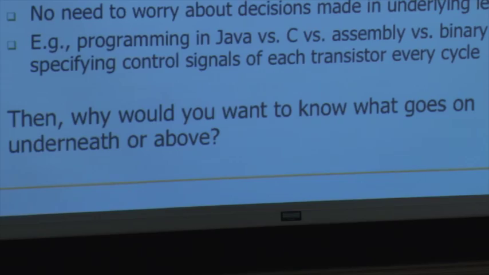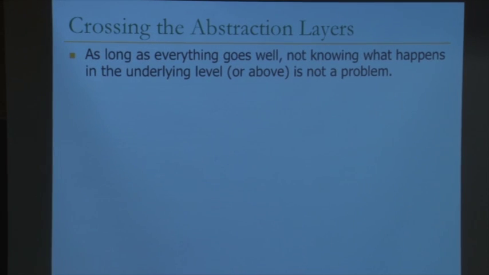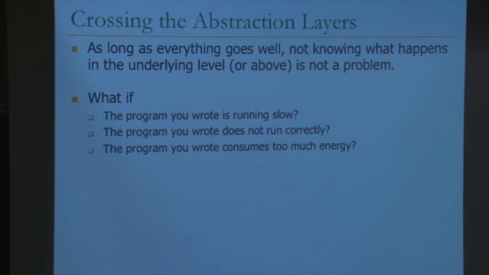But why should other people care about it? Why would you want to know what goes on underneath or above? Well, as long as everything goes well, not knowing what happens in the underlying level is really not a problem, right? If everything is nice when you write your programs at that high level of abstraction, not knowing how the computer works may not be a problem, right? Unless you're really designing the computer, which many of you want to design the computer, I think. But once problems happen, you really need to know, you really need to break those abstraction layers and understand what's going on. For example, what if the program you're running is slow?